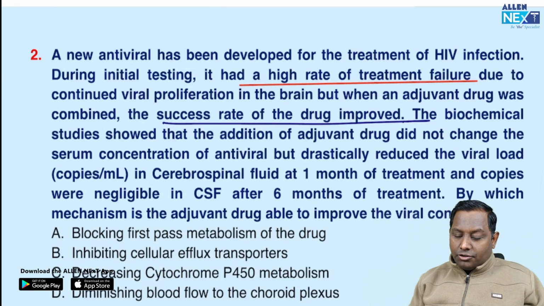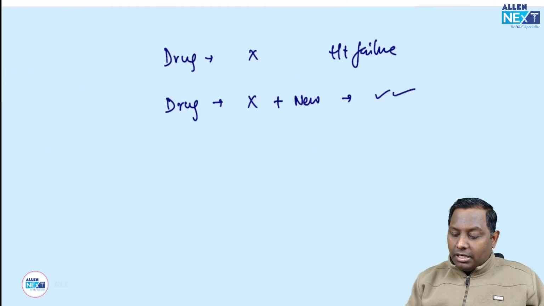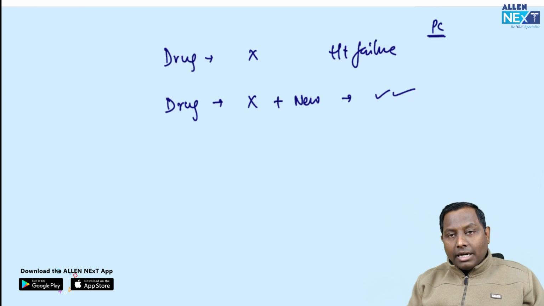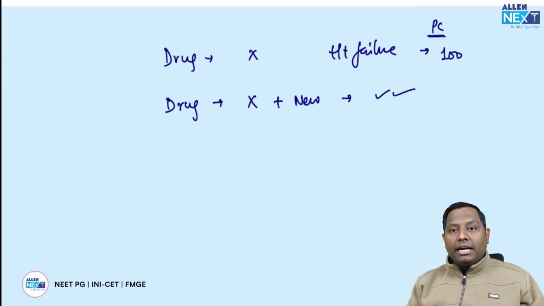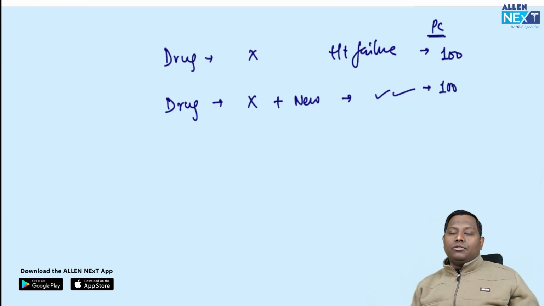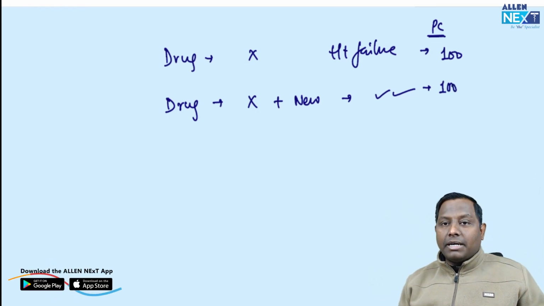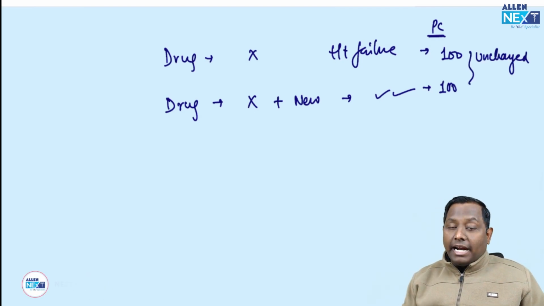The biochemical study showed that the addition of adjuvant drug did not change the serum concentration of the antiviral drug. So for example, if you see drug X alone and the plasma concentration is, let's say, 100, then the plasma concentration is 100 in both scenarios. 100 I'm just taking as an assumption. You can take 1, 2, 3, 5. That means plasma concentration is unchanged even after adding the newer compound.